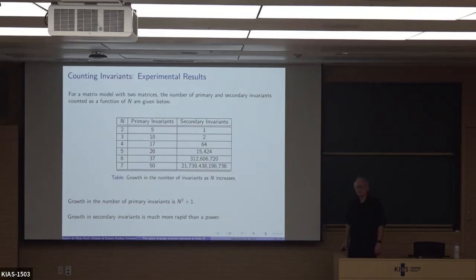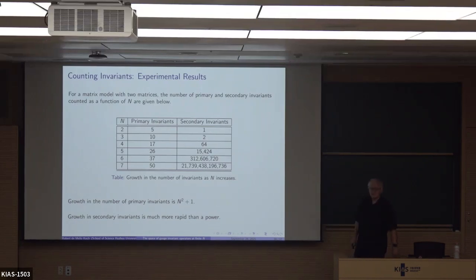I'm just going to calculate the Molien-Weyl function as a function of n, going as high as I can. And I could go from 2 to 7. If you look at the number of primaries, n squared plus 1, 2 squared plus 1 is 5, 7 squared plus 1 is 50. So going from n is 2 to 7, the number of primaries climbs from 5 to 50, and it climbs relatively slowly.